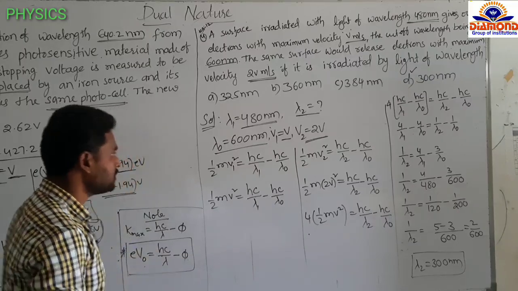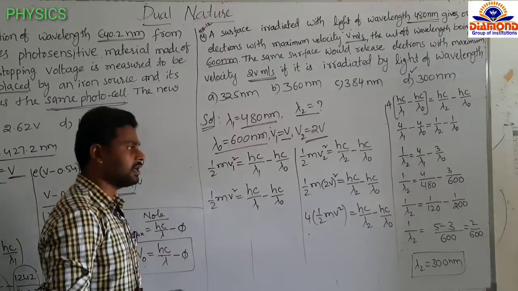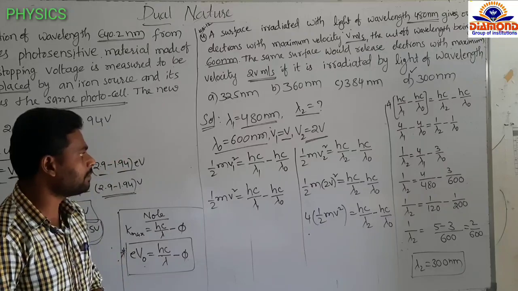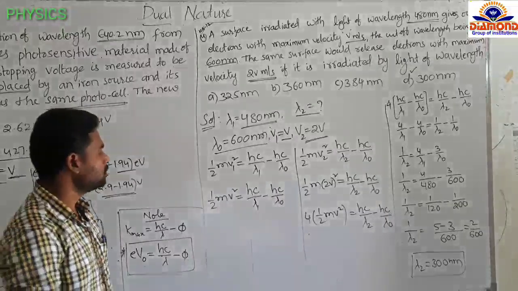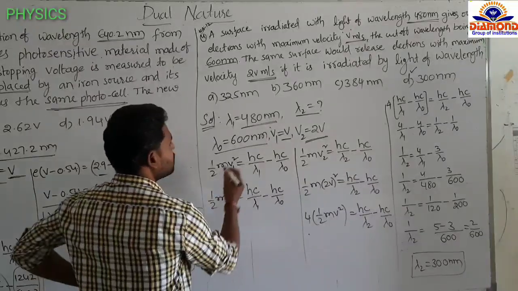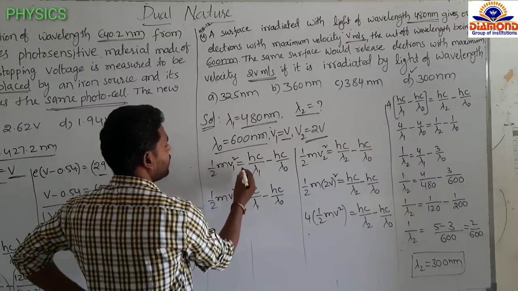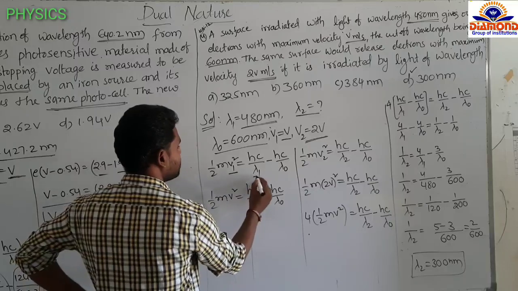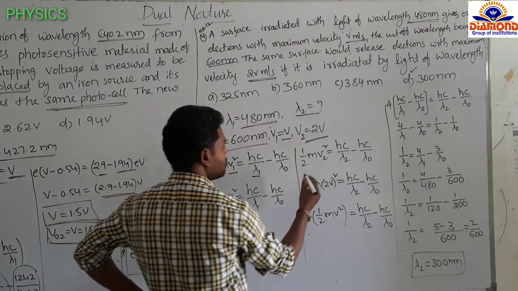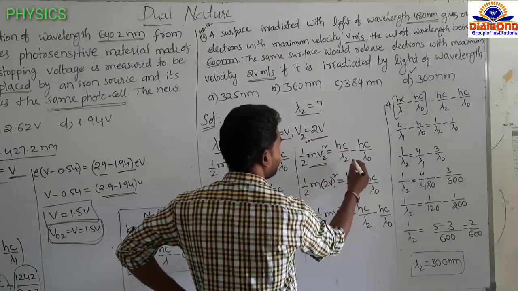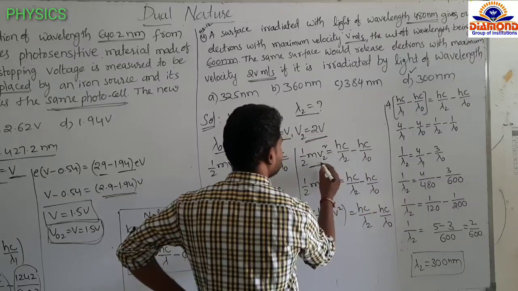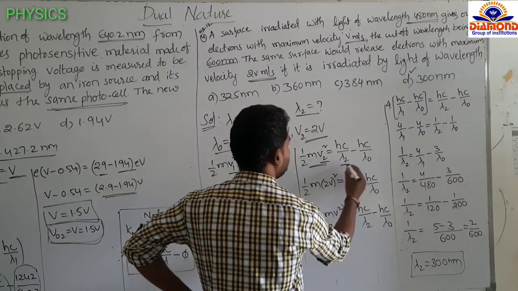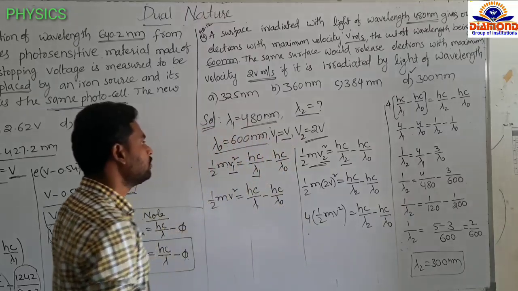From Einstein's equation we know the formula: half m v square max equal to hc by lambda minus hc by lambda naught. So use that formula. Here I am writing, first case: half m v1 square equal to hc by lambda 1 minus hc by lambda naught, where in the first case we have the first velocity and first wavelength. In the second case also, half m v2 square equal to hc by lambda 2 minus hc by lambda naught. In the second case v2 is the velocity and lambda 2 is the wavelength that we have to find.